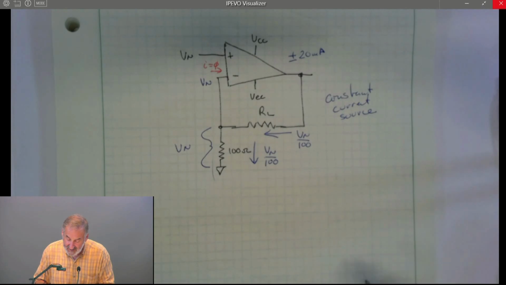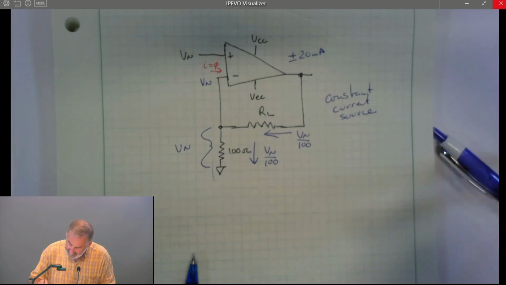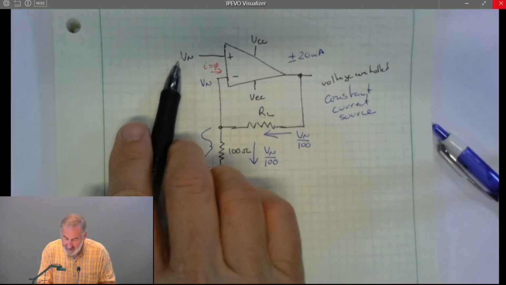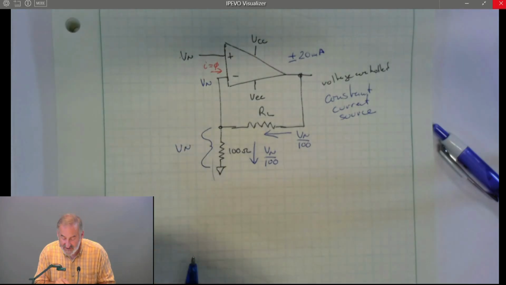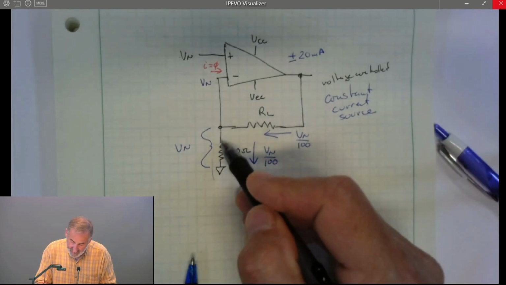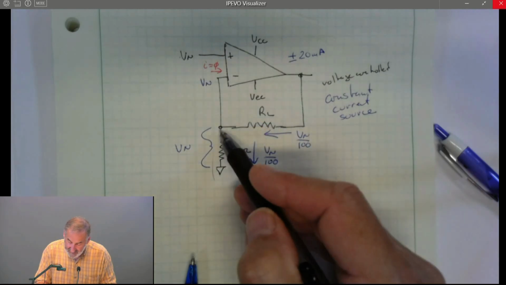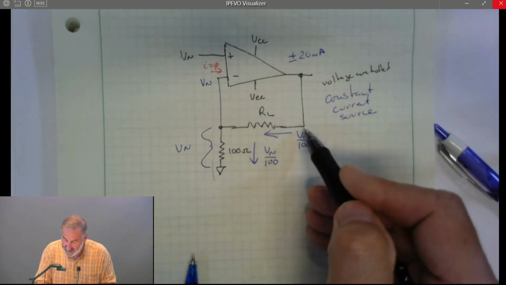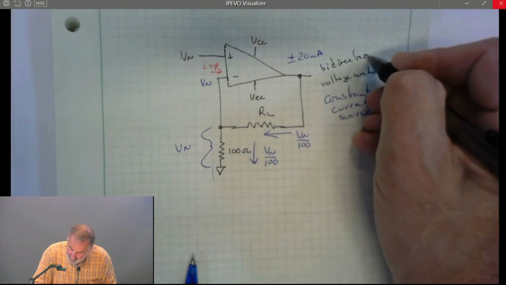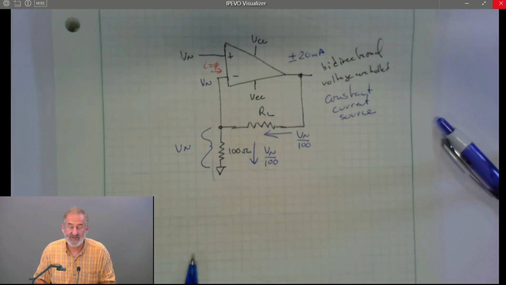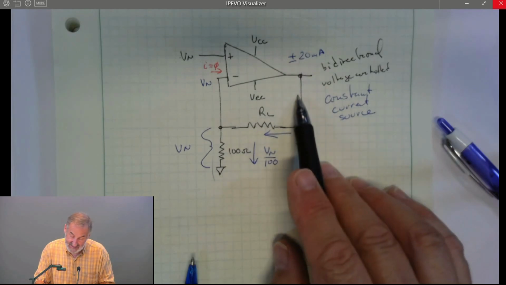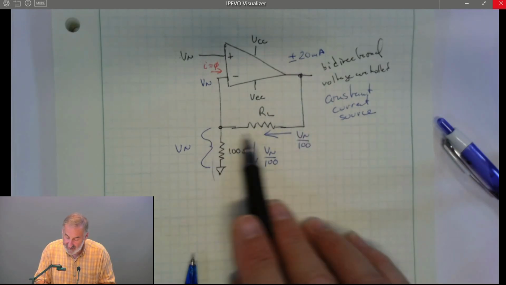It has one big advantage, which is it is voltage controlled. We can vary the current just by varying Vn. And in fact, we can switch the direction of the current. If Vn is positive, this voltage is positive, and current flows through the load like this. If Vn is negative, this voltage has to be negative, and current flows in the opposite direction. So this is a bidirectional voltage-controlled current source. Notice we really don't care much about what the output voltage of the op-amp is, as long as it doesn't exceed the power supply limits. All we really care about is this current.